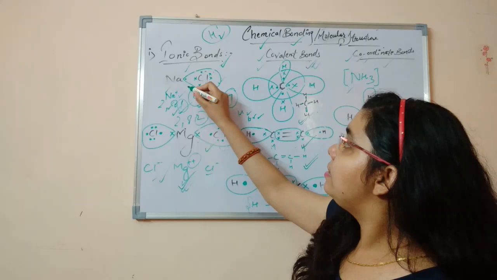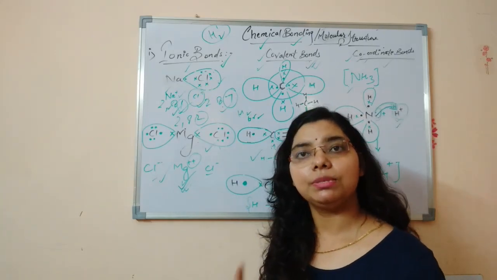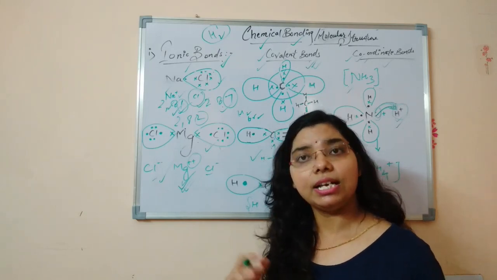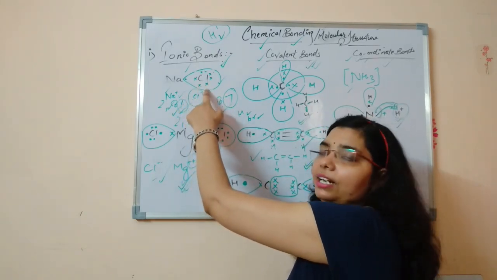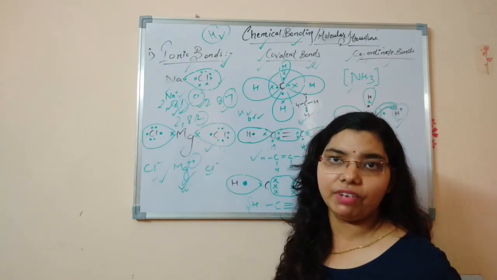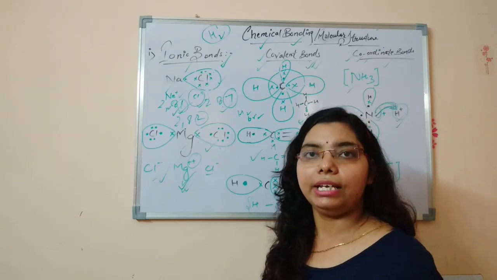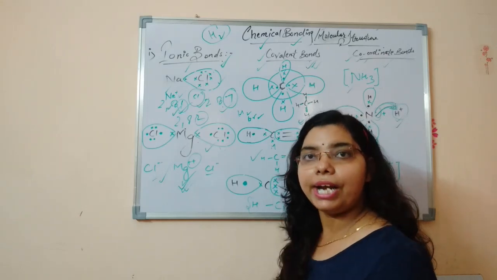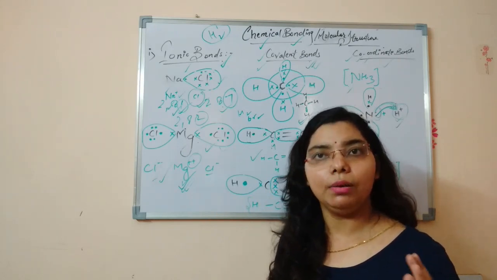Here you can see the species which is donating is positively charged, and the species which is accepting is negatively charged. Chloride is negative because it is accepting one electron, and sodium is donating. So sodium carries a positive charge, and chloride carries a negative charge, and the bond between them is an ionic bond.